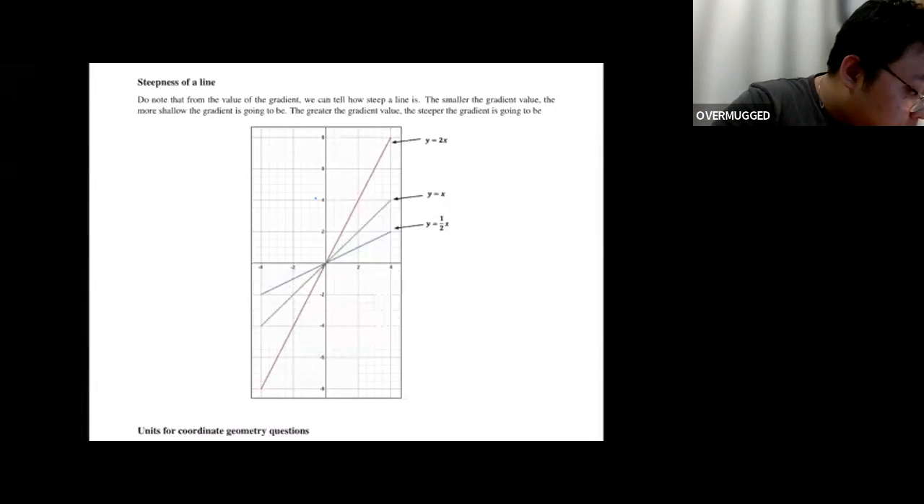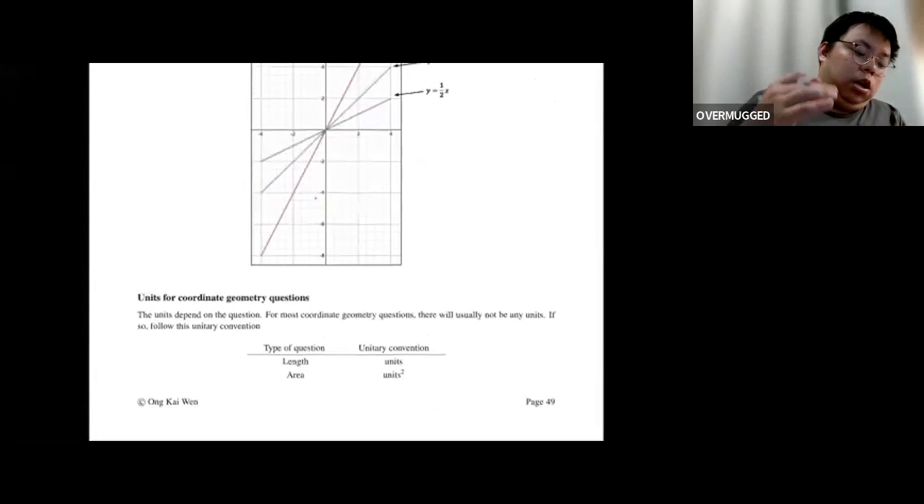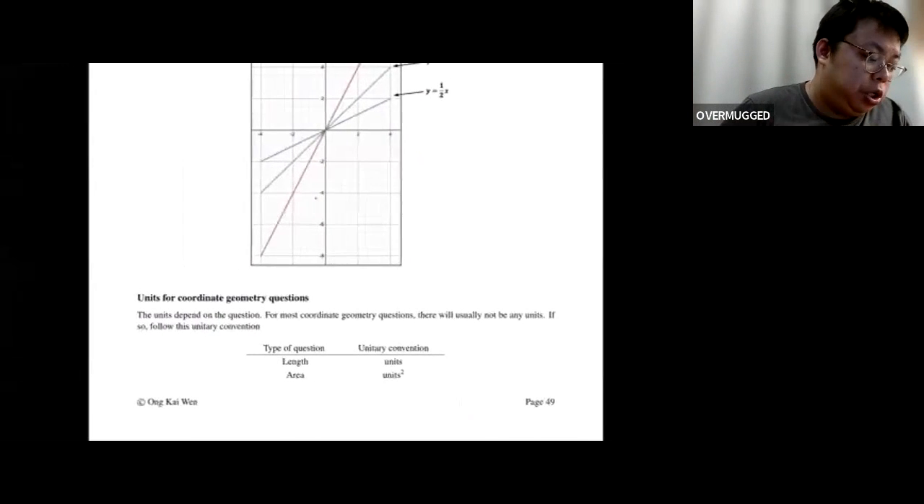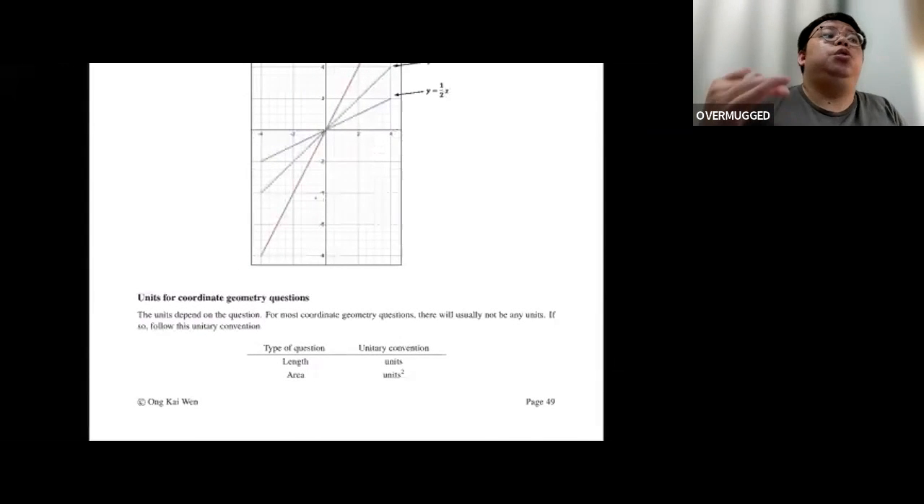Okay. Last one at the bottom, and this is the very end, which is the units for coordinate jump questions. So just remember that for all coordinate jump questions, we always write in terms of the words units and units square. It's not cm and cm square, unless the question says so, which is very, very rare. We always state, for example, if the question asks you to figure out the area, then we're going to use units square.